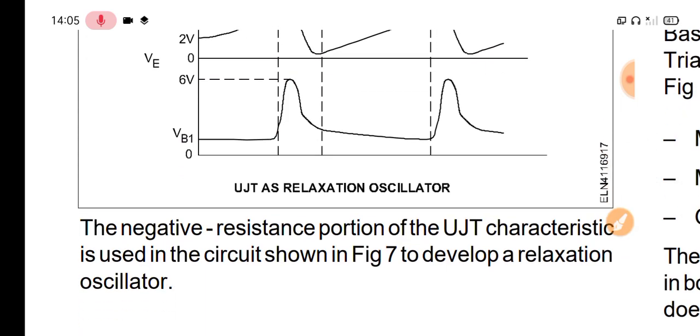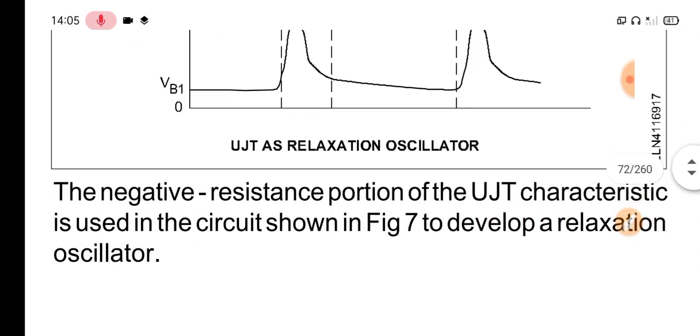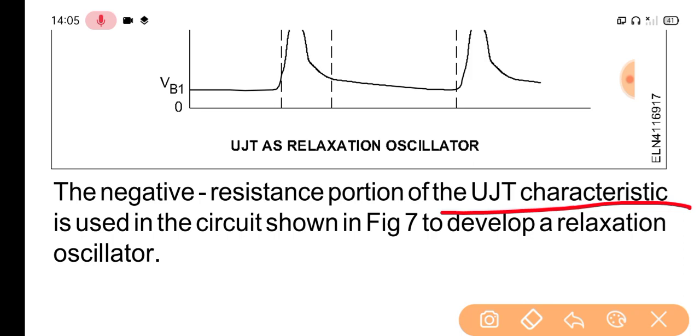UJT relaxation oscillator. The negative resistance portion of the UJT characteristics is used in the circuit shown in picture 7 to develop a relaxation oscillator.